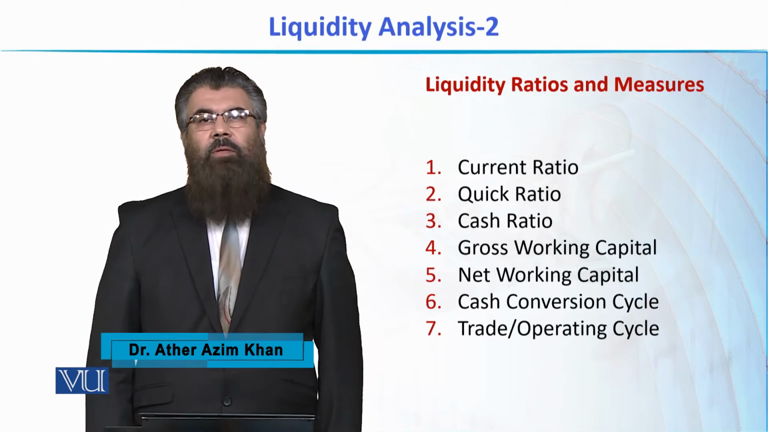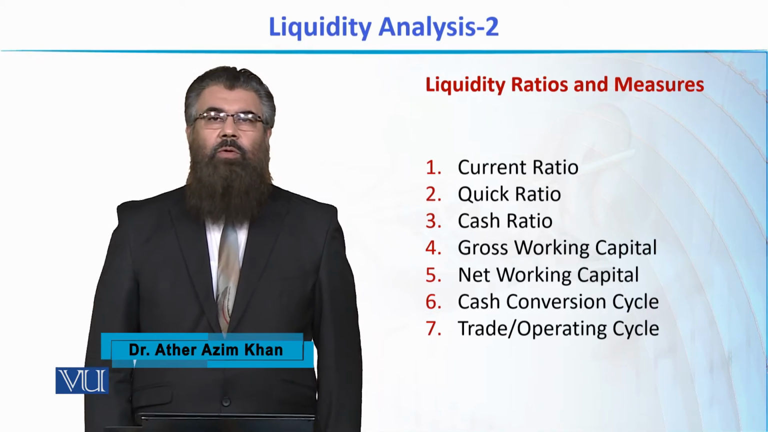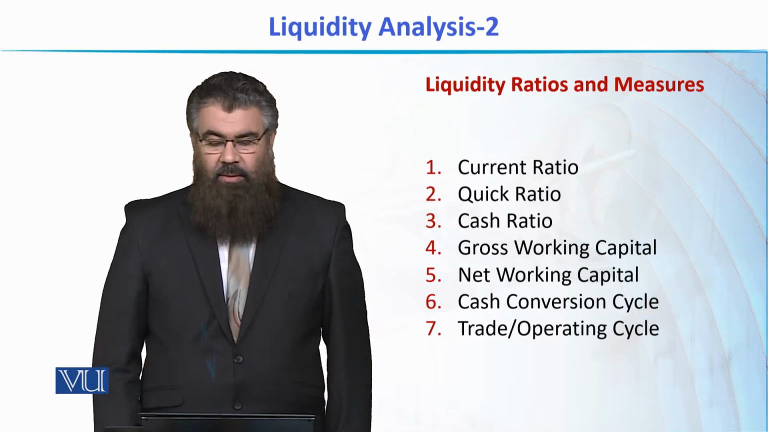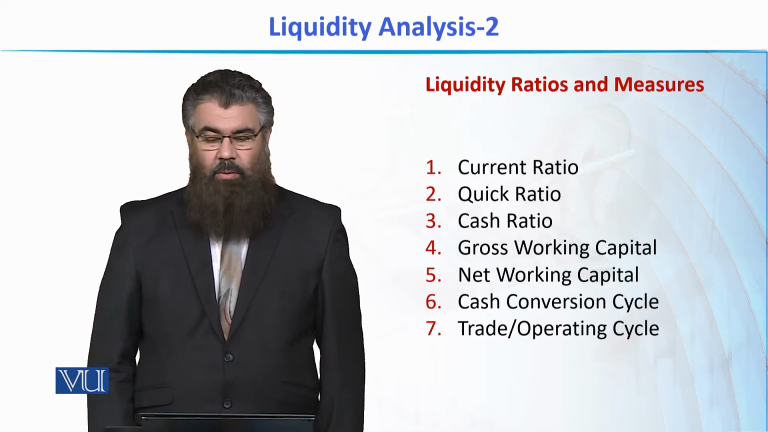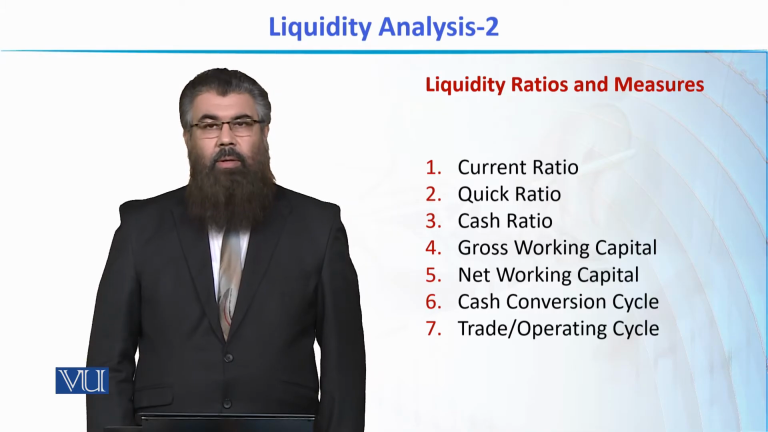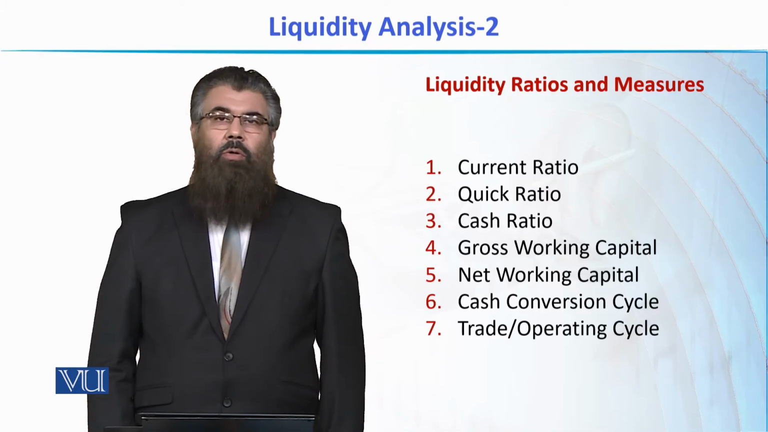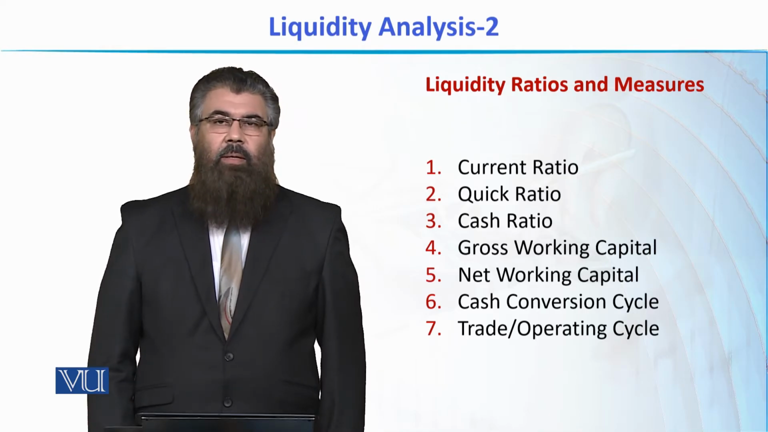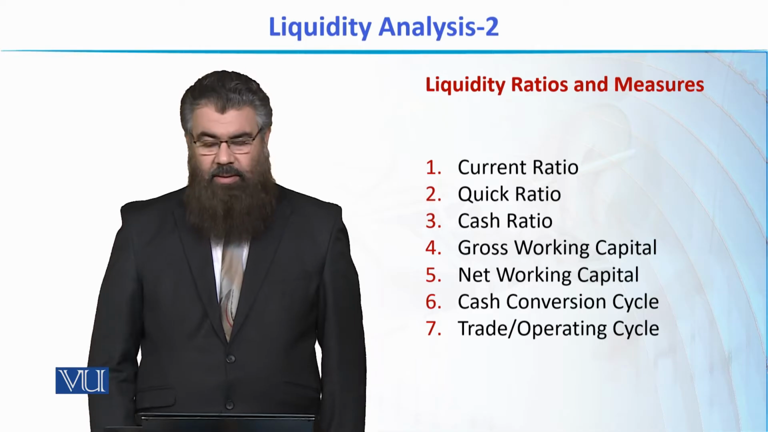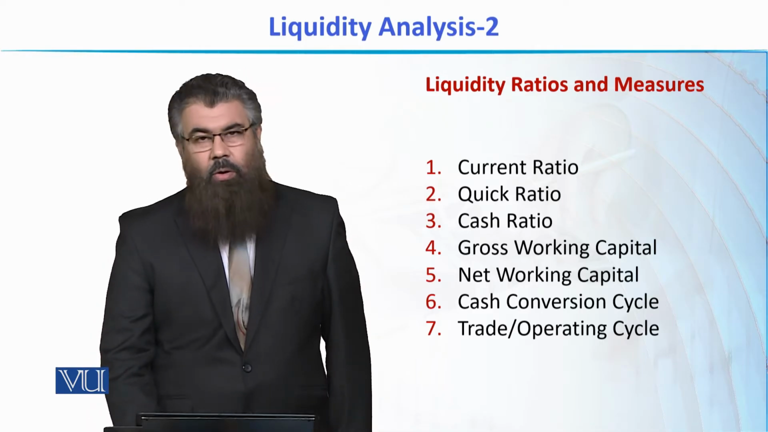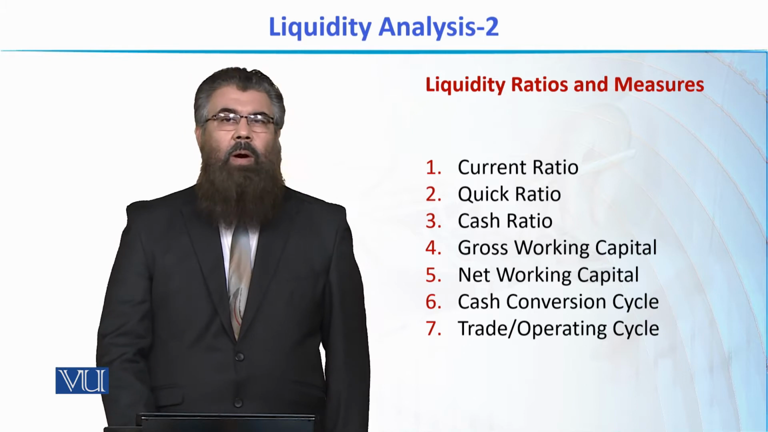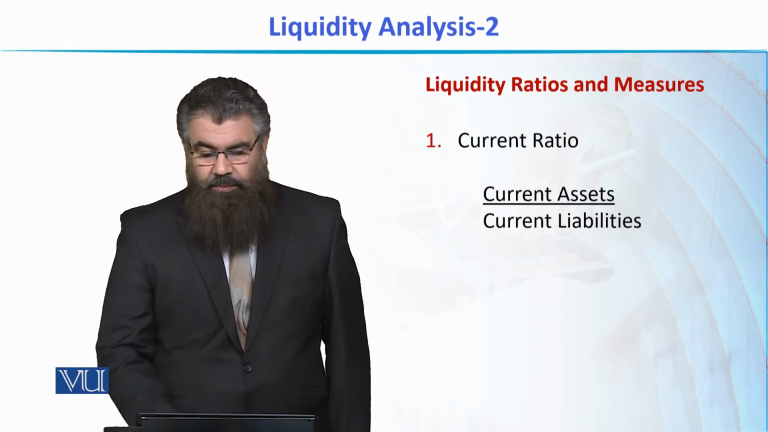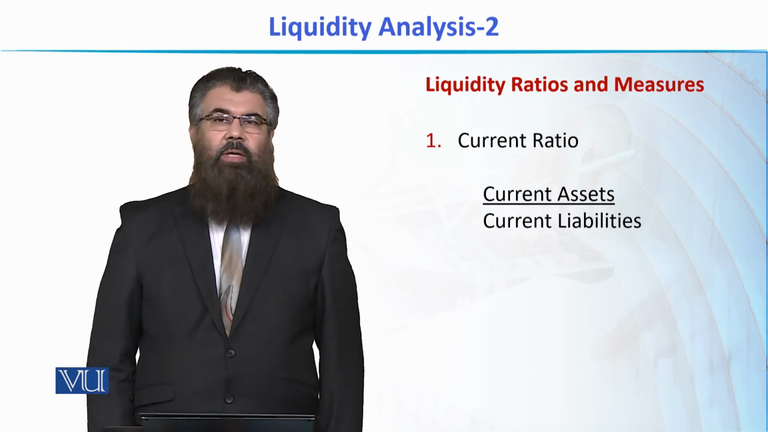Then we also have got some absolute measures which are used to see the liquidity of an organization. These are current ratio, quick ratio, cash ratio, gross working capital, net working capital, cash conversion cycle, and trade or operating cycle. Now, one by one, we'll have a look at all these ratios. The first one is current ratio.